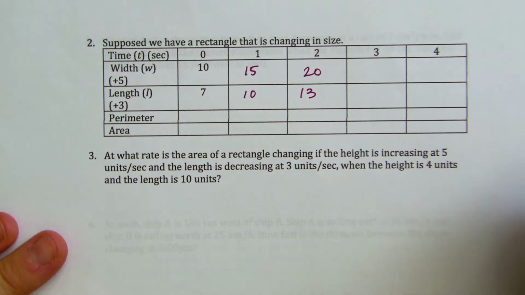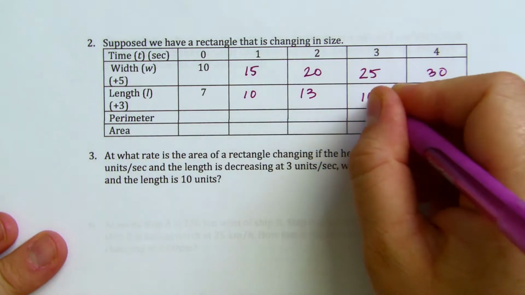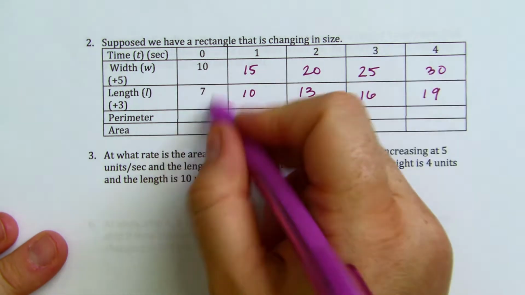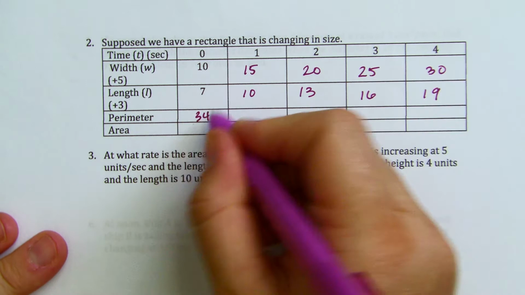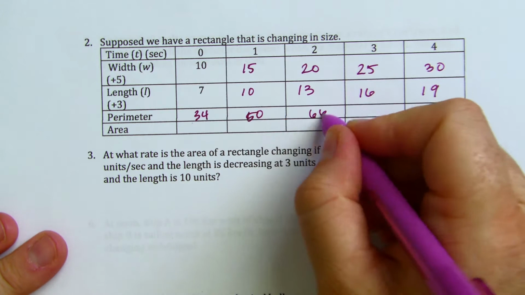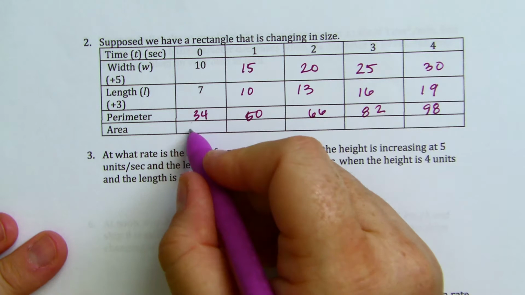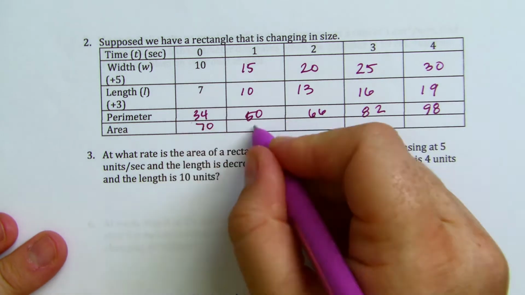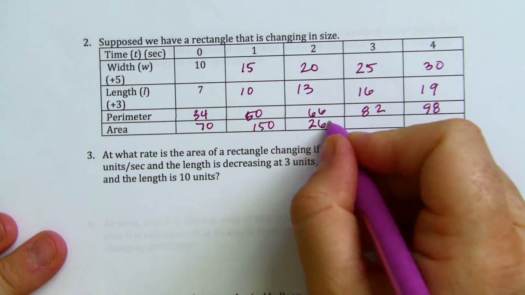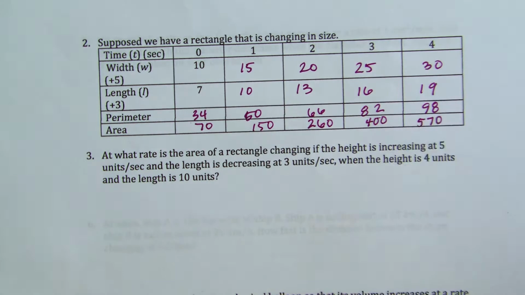So hopefully you did pause the video, and let's go ahead and fill in the rest of this. We've got 25 and 30, and then 16 and 19. And then the perimeter for this rectangle would be 34. The perimeter for this one would be 50. The perimeter here would be 66 and 82 and 98. And then the area for this rectangle would be 70, 150, 260, 400, and 570.